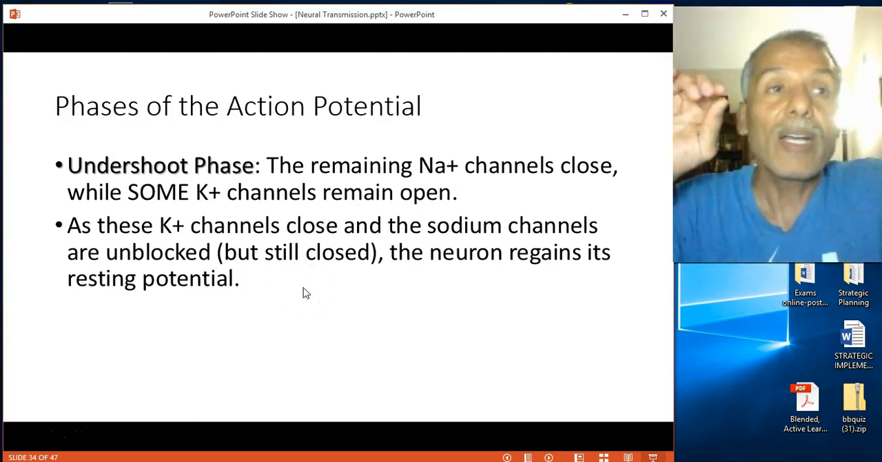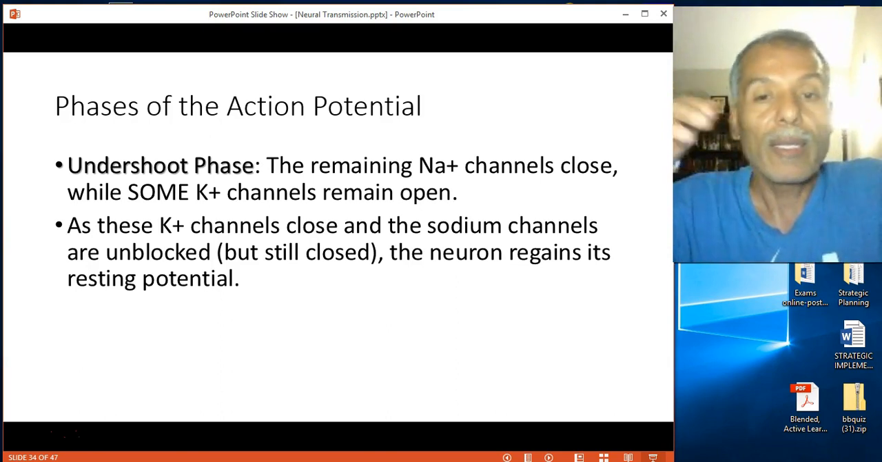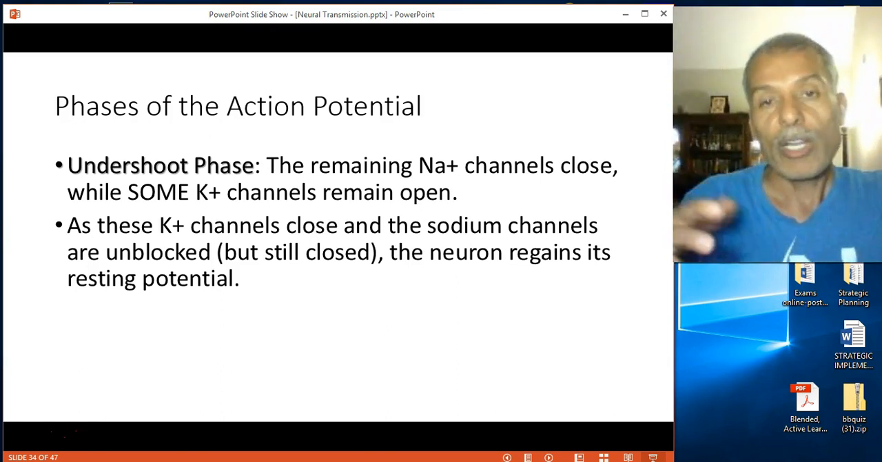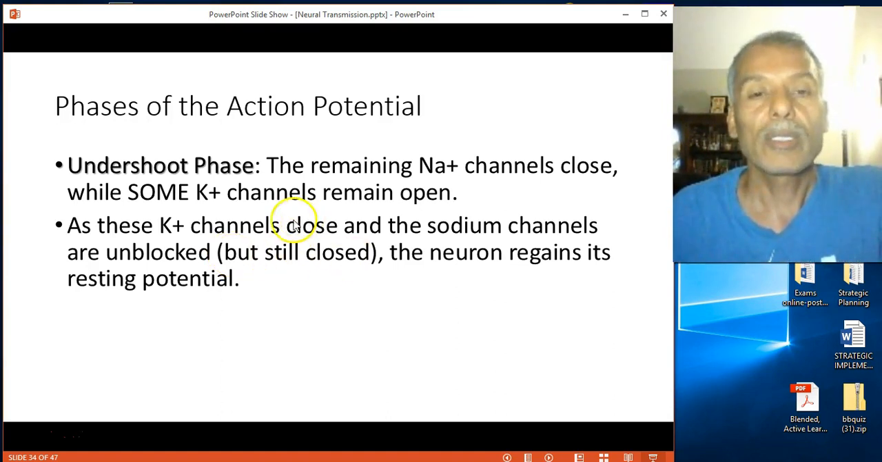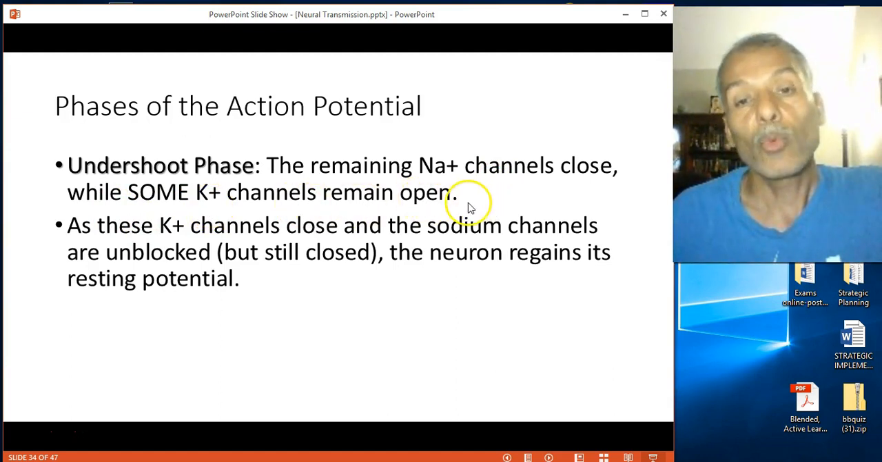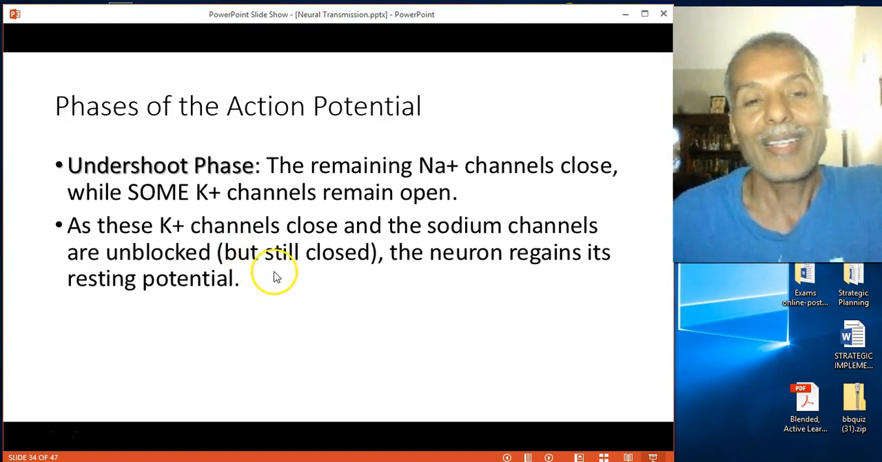Now, there's an undershoot, a little fine touch to end that firing process and to finally bring the membrane potential to its previous status. So the remaining sodium channels close at the undershoot stage. Once they close, they prevent more sodium from coming in, while some potassium channels remain open. That will allow more potassium to go out. So as the potassium channels start to close, the sodium channels are still unblocked. They are unblocked, but they cannot take in anything. They are still closed, but they don't have the locks on them.